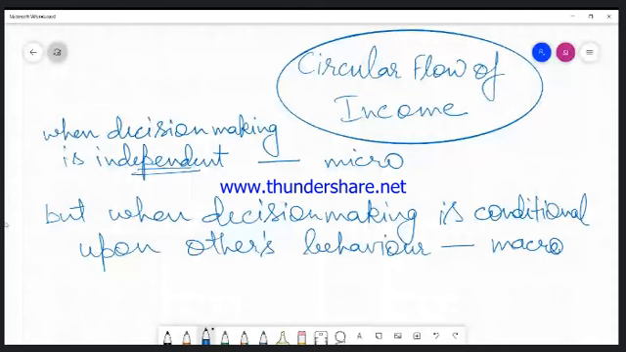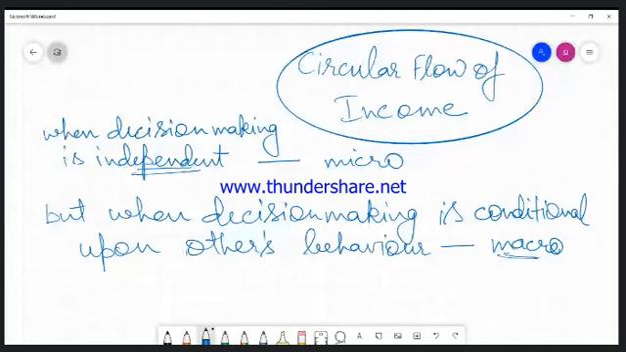When you are taking the decision independently, anyone making the decision independently, it will be micro, irrespective of whether it is your Gram Sabha or government or consumer or whosoever, foreigner, any international agency. But when a decision making is conditional upon others' behavior or other factors, then it will always be related to macro.